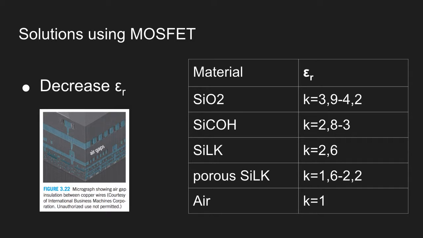To correct this problem, we need materials with lower dielectric constants, so that capacitances are lower. As you can see in the table, adding carbon to the silicon dioxide reduces the dielectric constant. The same happens when adding pores to the material. Finally, in the image on the left, we can see the use of air, which has the lowest dielectric constant.